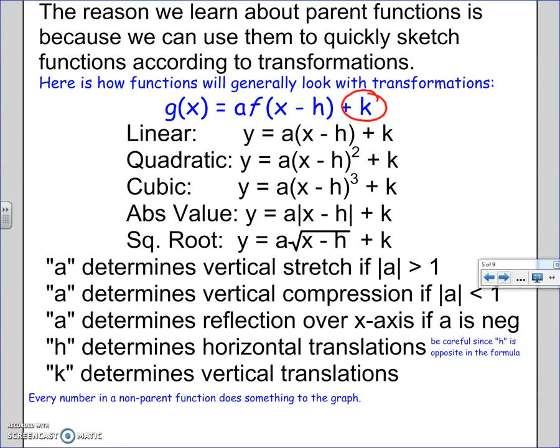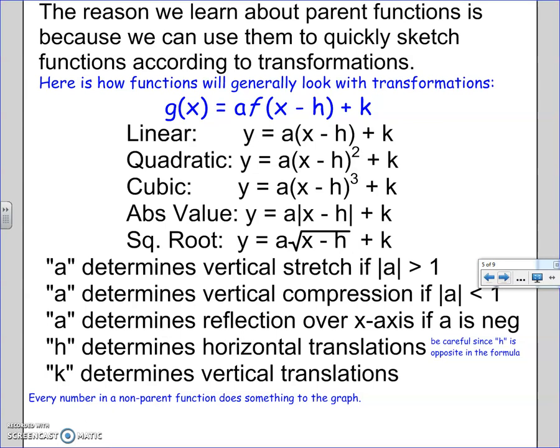So a is the multiplier, h and k are what you add and subtract. Now what each one does is this. A is a multiplier. If it's more than 1, you vertically stretch the picture. If it's less than 1, you vertically compress the picture. And we always look at it as a positive. If a is negative, that's different. The negative makes a reflection over the x-axis, so like flip it upside down. Also, when I say vertical stretch and vertical compress, in geometry I learned that as a dilation.